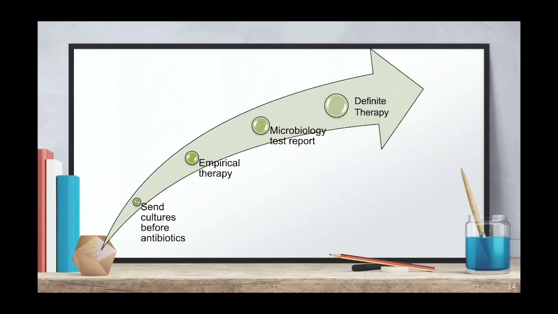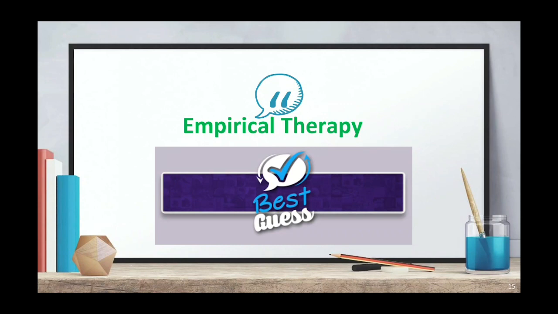As we discussed earlier, always send appropriate cultures before antibiotic therapy. Then we can start on empirical therapy. Once the culture and sensitivity report is available, we can initiate definite therapy. What is empirical therapy? Empirical therapy is the best guess. It is the choice of treatment before the culture result is available.